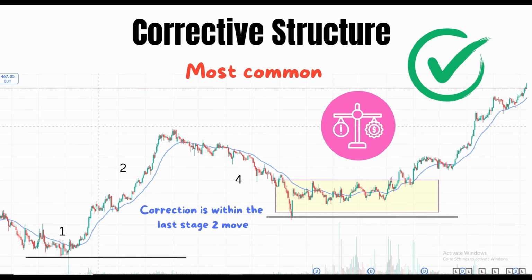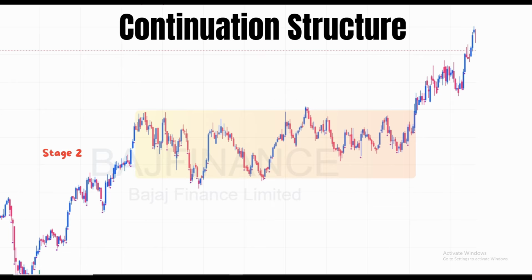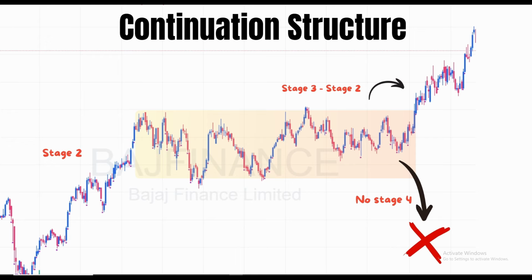The third one is the continuation structure. This structure is the most powerful of all the structures described above. Here the stock runs from stage 1 to stage 2 and then goes into stage 3 or distribution phase. But instead of breaking down into stage 4, the stock breaks up again into stage 2, continuing its bull run and reaching a new high.